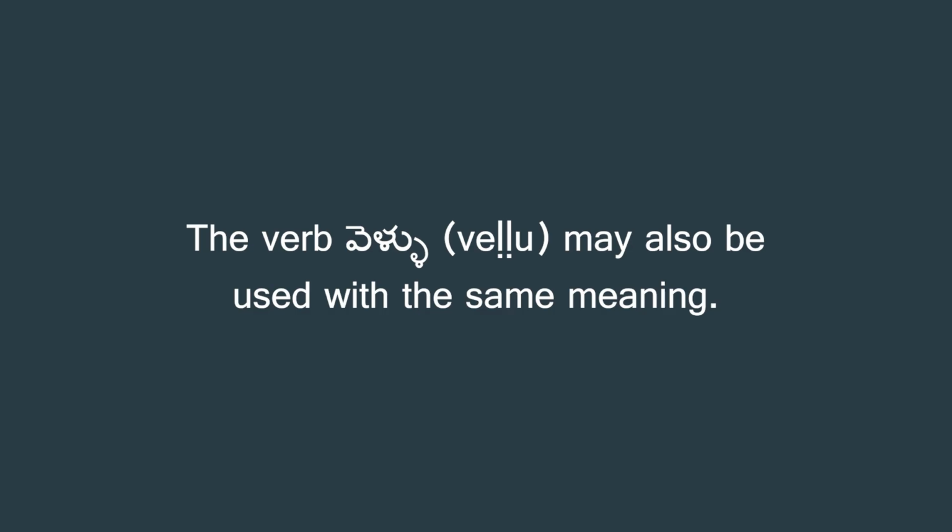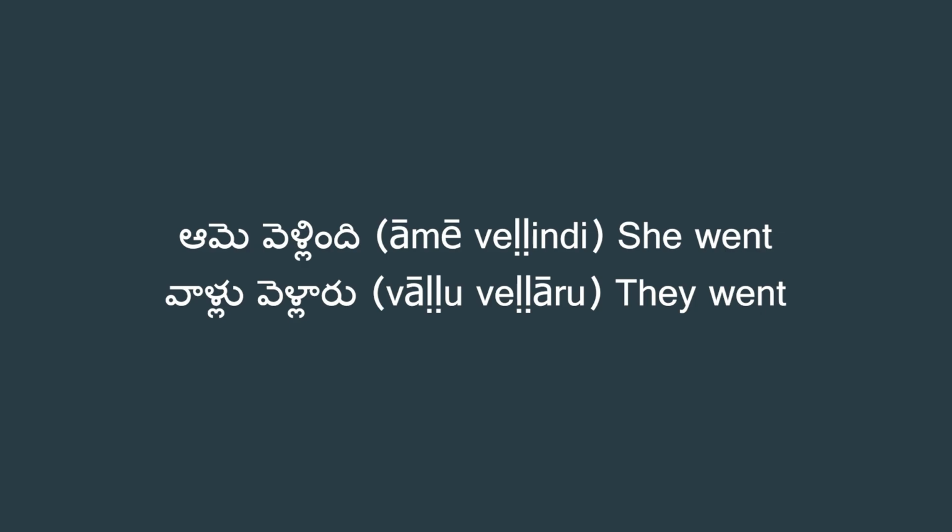The verb Po means go. In many contexts, the verb Vellu may also be used with the same meaning. These two forms are often interchangeable where the context permits. Examples are ఆమె వెళ్ళింది, she went. వాళ్ళు వెళ్ళారు, they went. Similarly, these past tense forms also occur with other person, number, and gender categories.